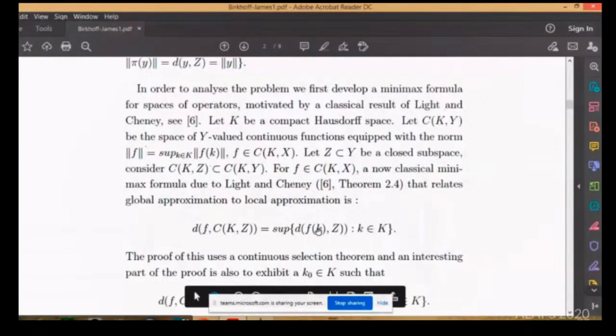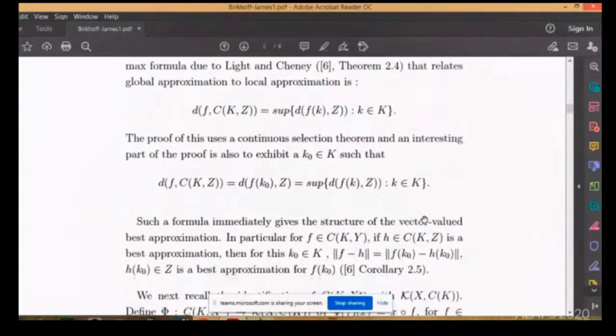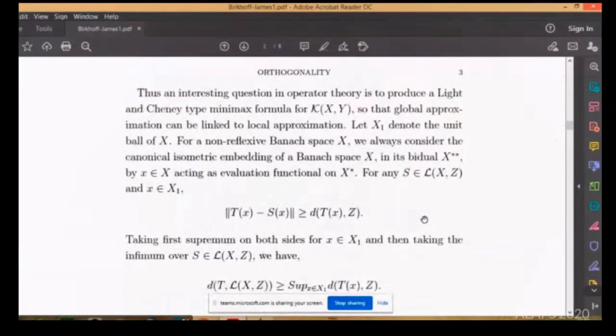So this infimum is the same as the supremum of the distances for each point K of K. F of K is a vector in Y. So look at the distance of this vector F of K to Z, look at those distances and take the supremum. So this is somehow a very famous minimax situation. Here you are looking at an infimum. So this is the infimum of norm of F minus G, but the norm itself is a supremum formula. So this is inf sup, which is the same as sup, and distance is again an infimum. So this is a very beautiful minimax formula.